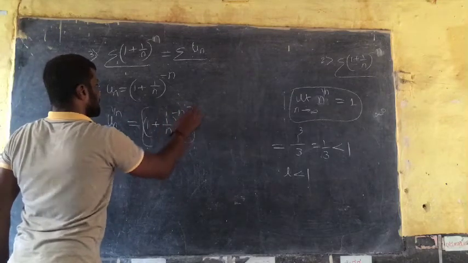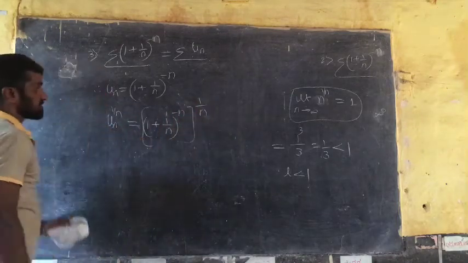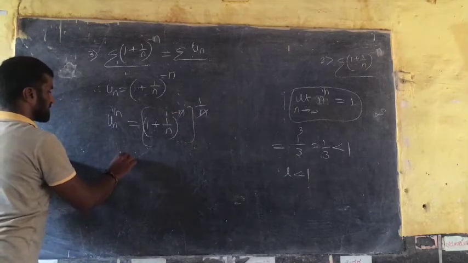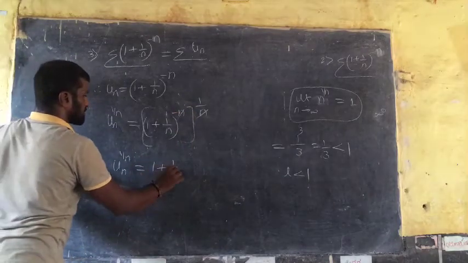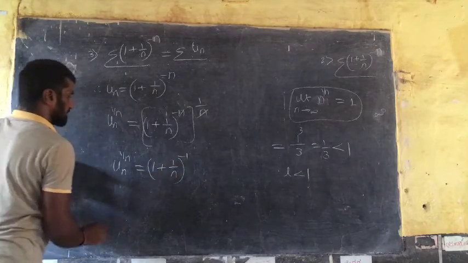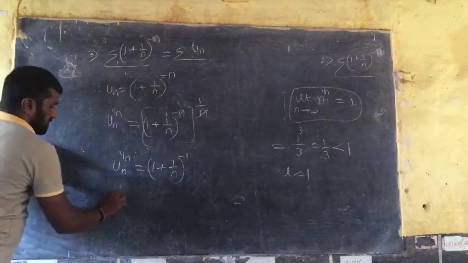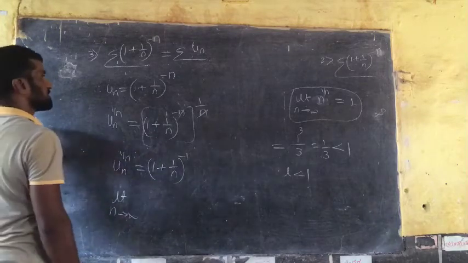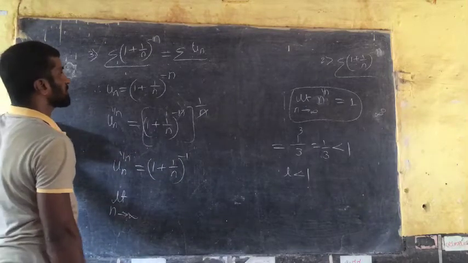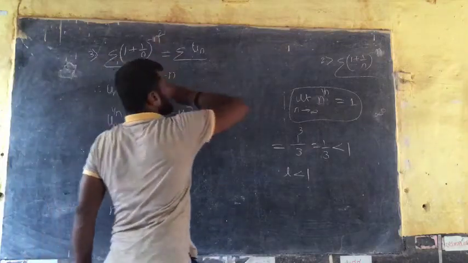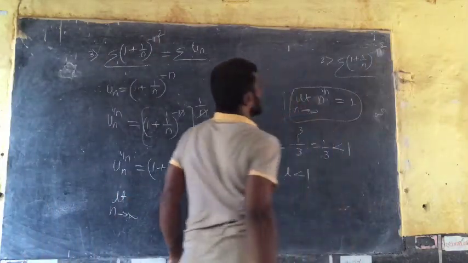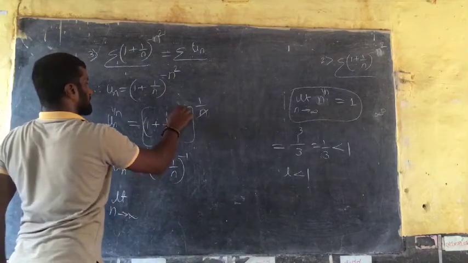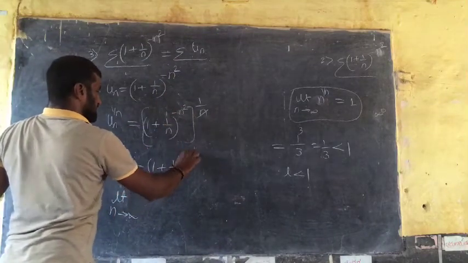So the n gets cancelled. u n raised to 1 by n equals 1 plus 1 by n raised to minus 1. Right? Limit of n tends to infinity. I think the example is wrong, sorry, it is n square. So it is 1 plus 1 by n raised to minus of n square.